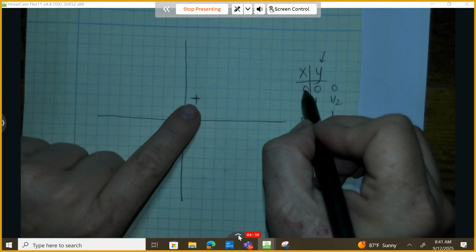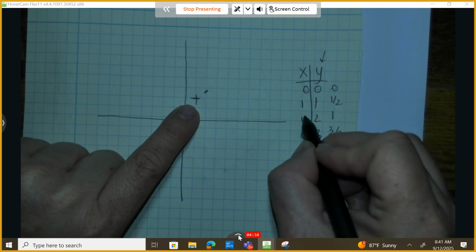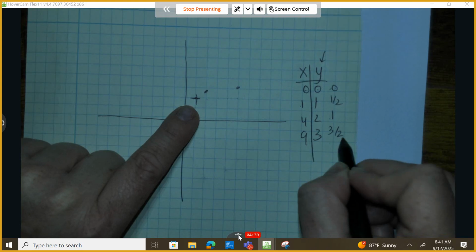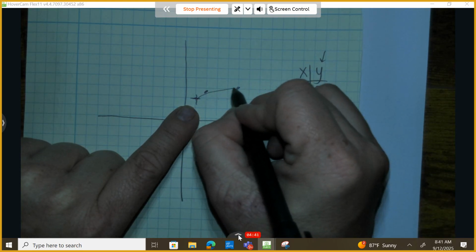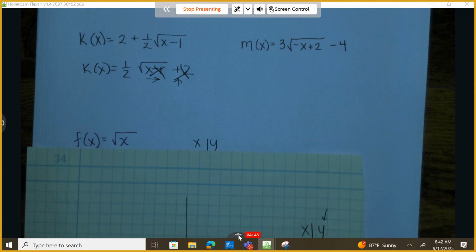Okay, my ordered pair here is 0, 0. I'm going to go right 1 and up a half. I'm going to go right 4 and up 1. 1, 2, 3, 4. And I'm going to go right 9 and up 1.5. And we can see how much flatter this is because the number in front was between 0 to 1.